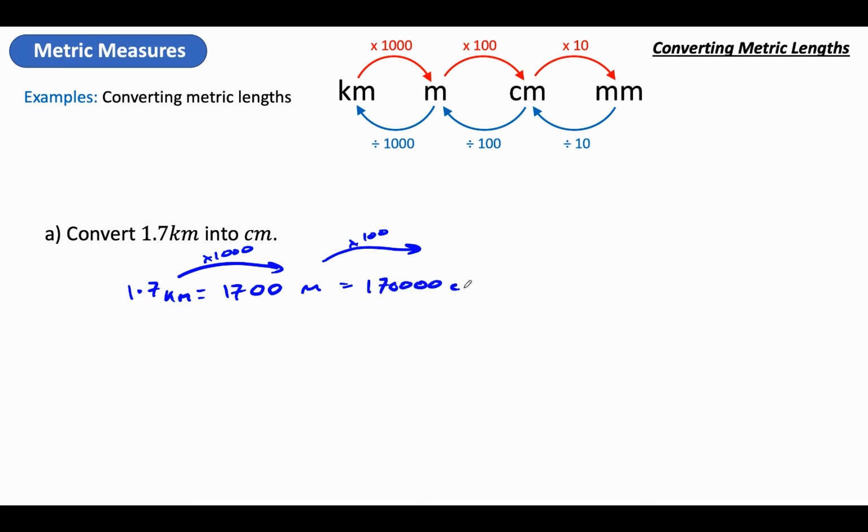Two more zeros there, except I'm doing it in a couple of jumps instead of one. So that's 170,000 centimetres.